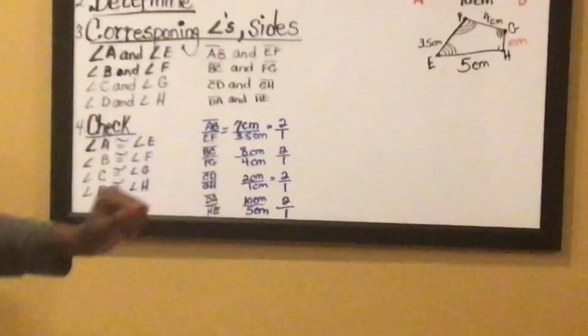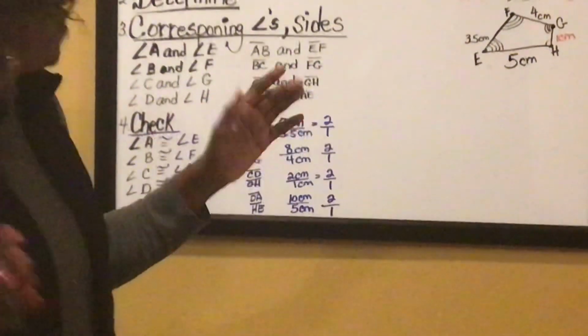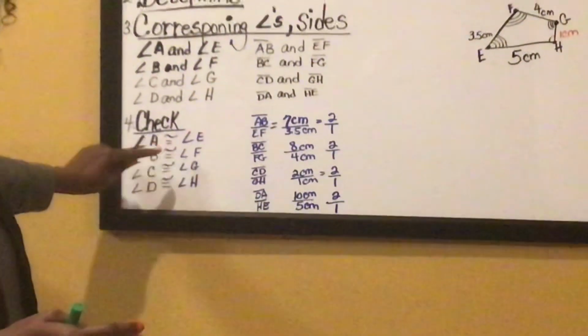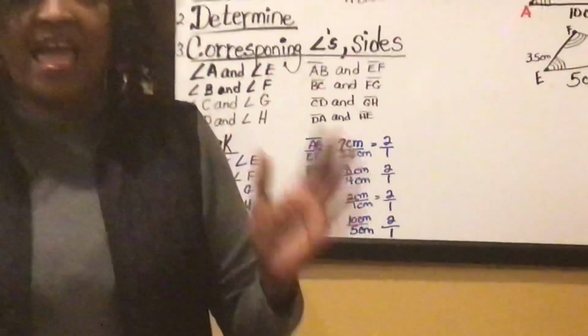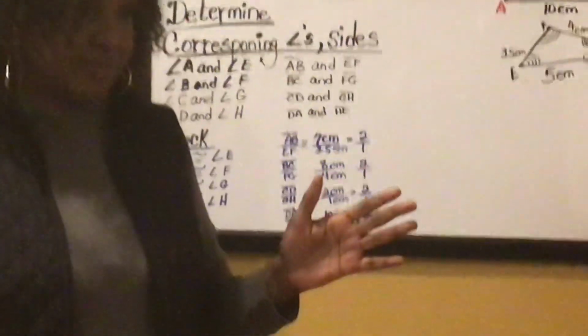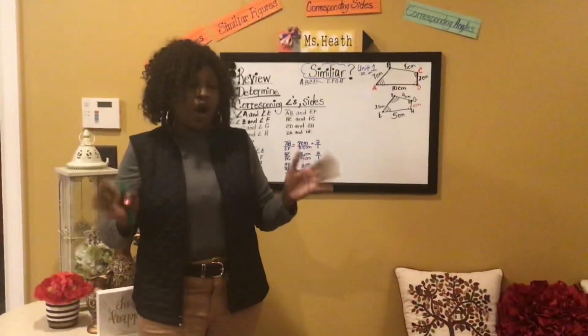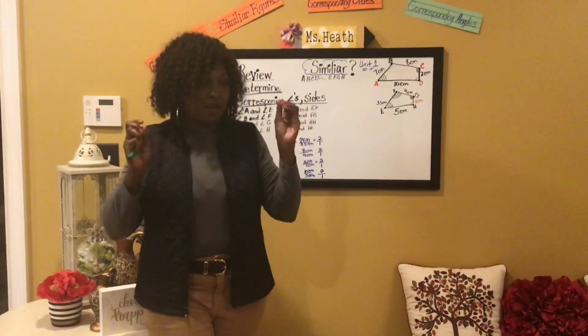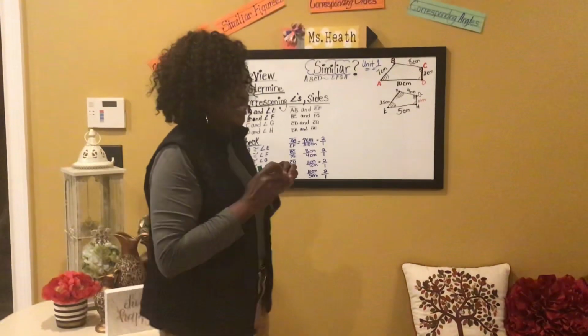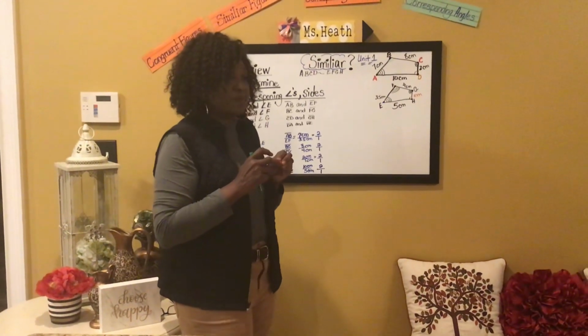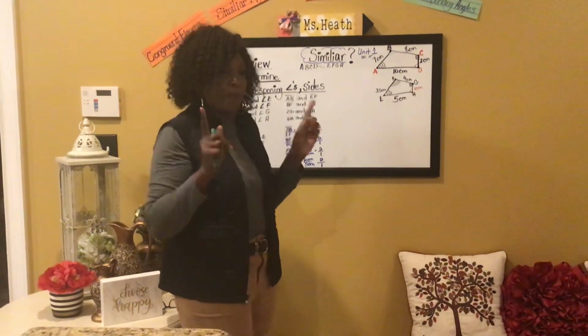Now, we can take a look to see that all 4 pairs, 1, 2, 3, and 4, of corresponding angles are congruent. I'm going to say that again. All 4 pairs of corresponding angles are congruent. We need to check that all 4 pairs of corresponding sides now are proportionate.